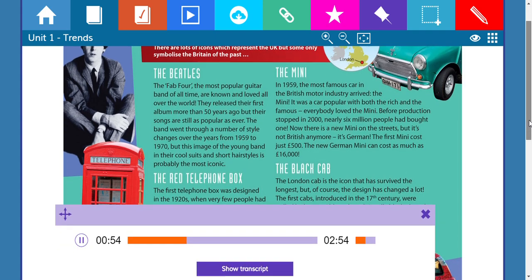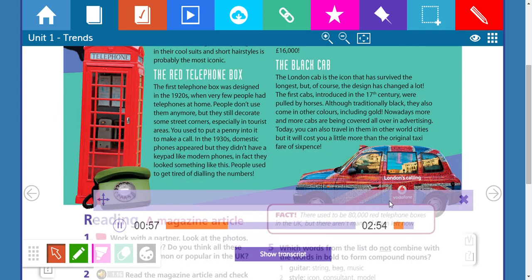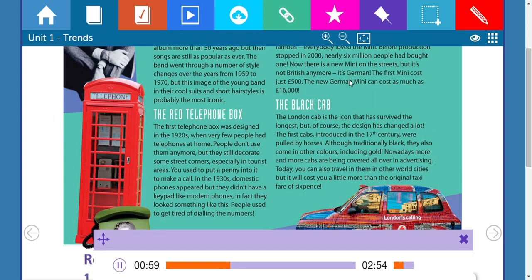The red telephone box. The first telephone box was designed in the 1920s, when very few people had telephones at home. People don't use them anymore, but they still decorate some street corners, especially in tourist areas. You used to put a penny into it to make a call. In the 1930s, domestic phones appeared, but they didn't have a keypad like modern phones. In fact, they looked something like this. People used to get tired of dialing the numbers.